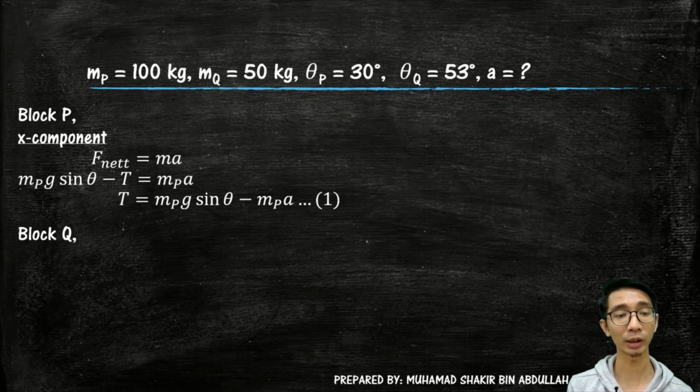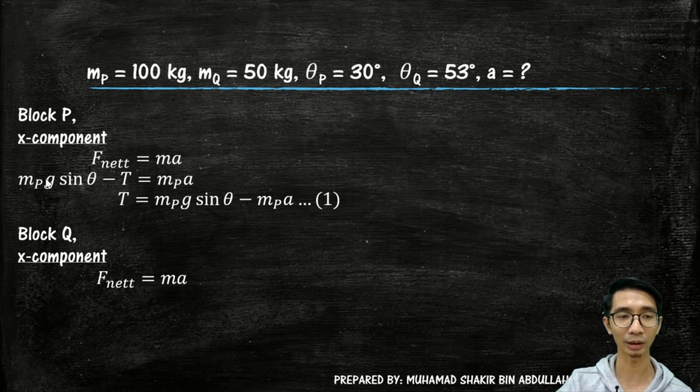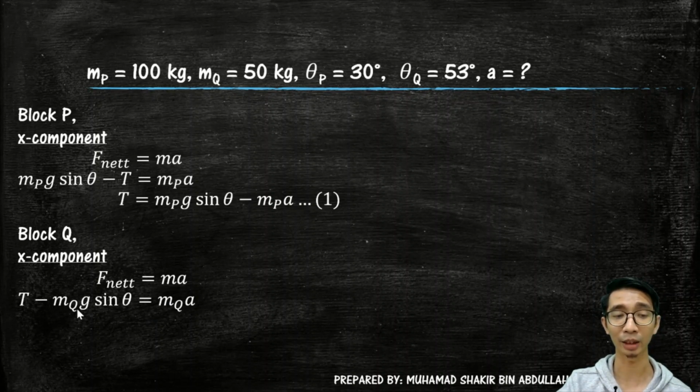And now the second equation, for block Q. So X component, again still using the same equation, F net equal to MA, our Newton's second law. And of course, since the first part was the weight sin theta minus T, in this case T should be minus our weight sin theta. So T minus MQg sin theta equals MQa, because this is for block Q.